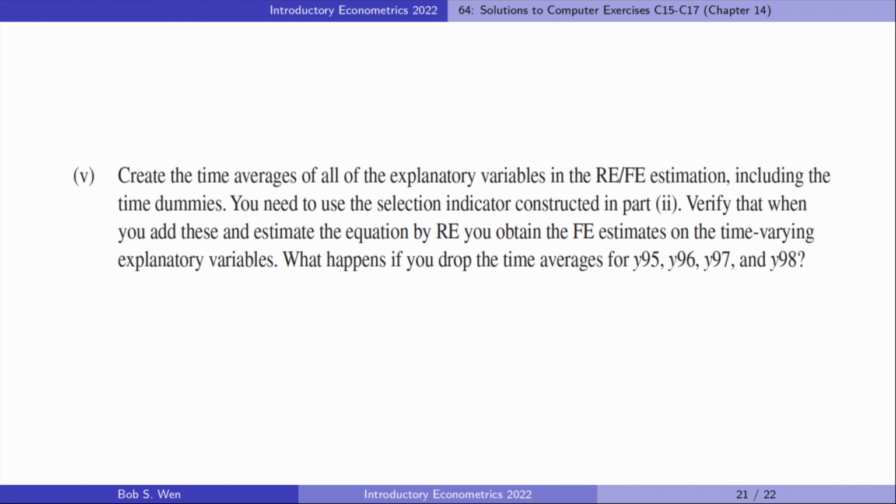In Part 5, we create the time averages of all the explanatory variables in the estimation, including the time dummies. Verify that when you add these and estimate the equation by random effects, you obtain the fixed effects estimates on the time-varying explanatory variables. What happens if you drop the time averages for the year dummies?